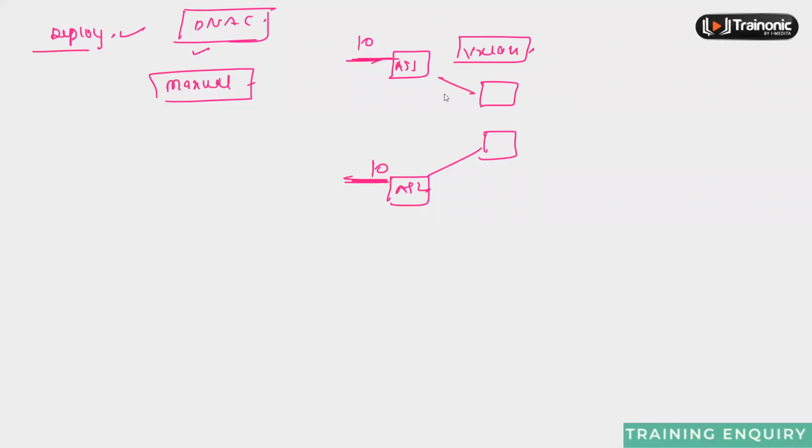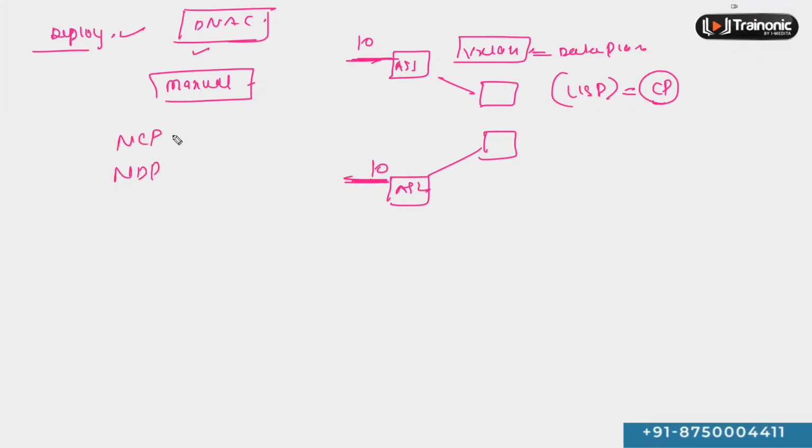We can use VXLAN at the data plane, and we can use something called LISP, Locator Identity Separation Protocol, at the control plane to make things easy, to push everything from a single point. So the network data platform and the network control platform, these are two things. We'll talk about them later on in detail. Using these two things, we can ensure that all the switches in our fabric have a similar set of policies.